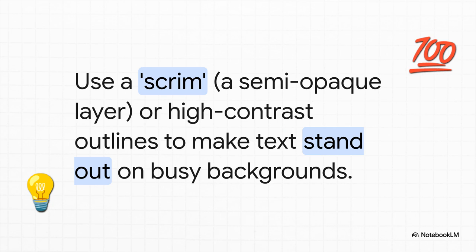So how do you make sure people can actually read your text, even if the picture behind it is super busy? Here's a pro tip. Use something called a scrim. It's just a fancy word for a semi-see-through layer that you put behind the text. Or just use a really simple, high-contrast outline or a drop shadow. It works wonders, I promise.